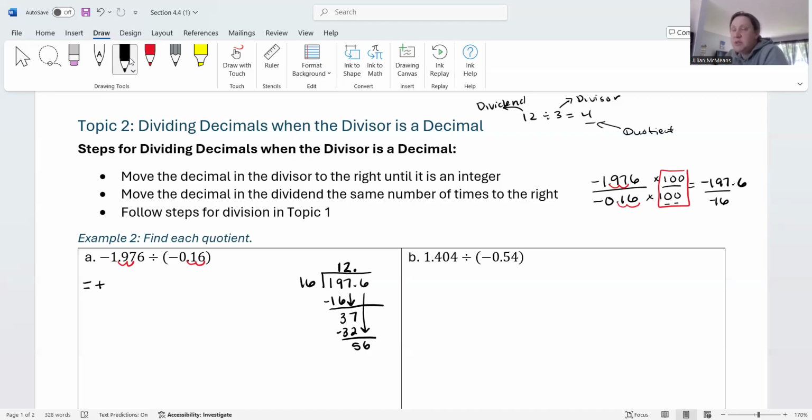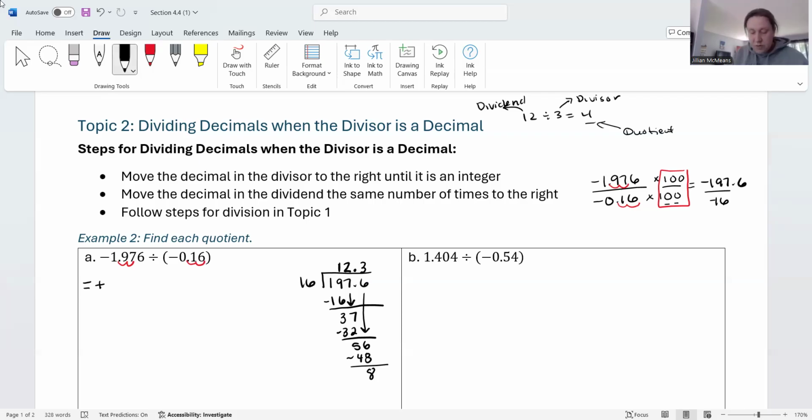How many times will 16 go into 56? I know that 16 times 3 is 48, so that's as close to 56 as I'll get without going over. So I'm going to go ahead and put a 3 up here. Well, 3 times 16 is 48. Okay. So let's see. 56 minus 48 is going to be what? 8. And remember, our goal is a 0 remainder.